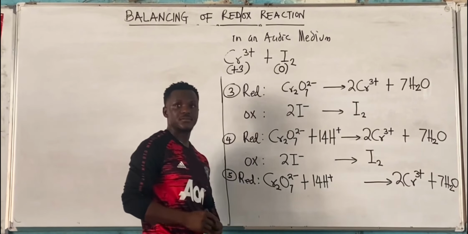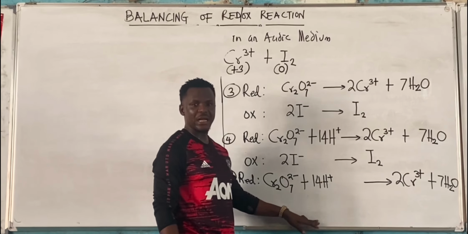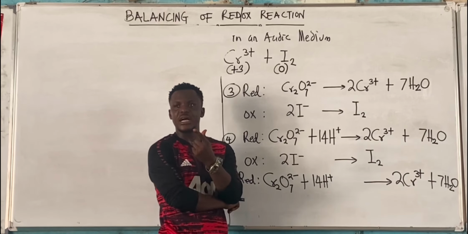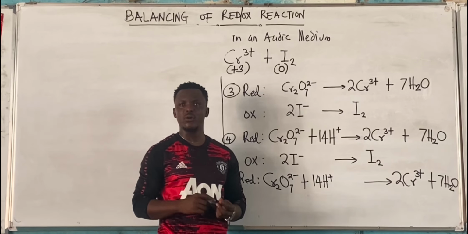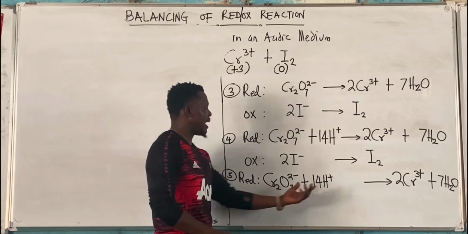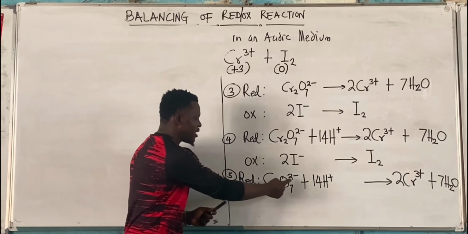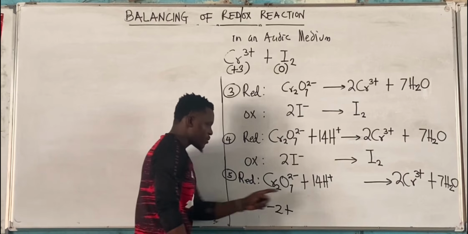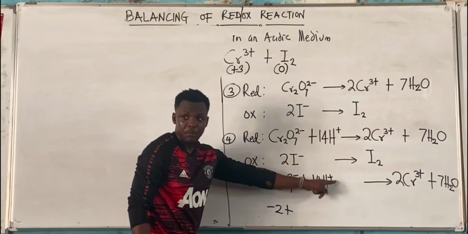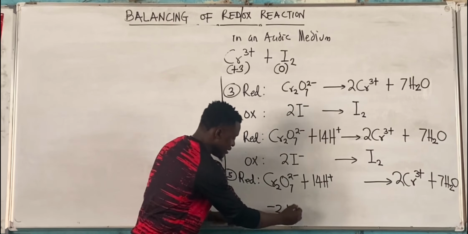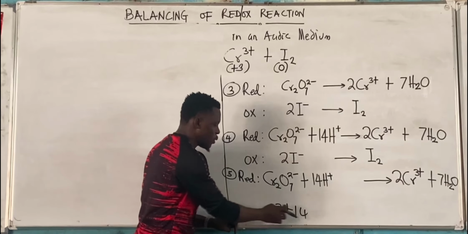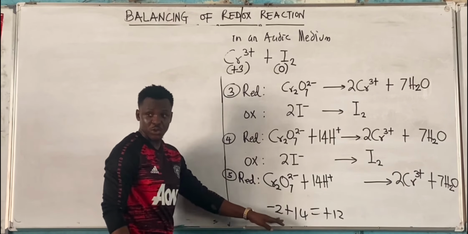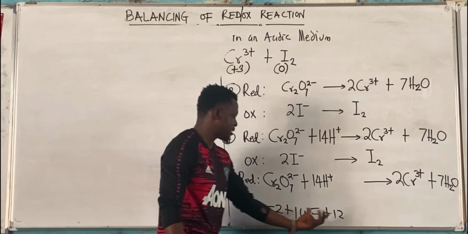Now look at this. Let's balance this guy, then we'll look at the next one. This guy says balance it electrically by adding electrons to the side that is more positive. Now, look at the left hand side. The left hand side of this guy, we have minus 2 here. We have plus 14. This is a plus here, right? Plus 1. 1 times 14 is 14. So minus 2 plus 14 will give us what? Plus 12. It's more like saying 14 minus 2. Right? So the left hand side is giving us plus 12.